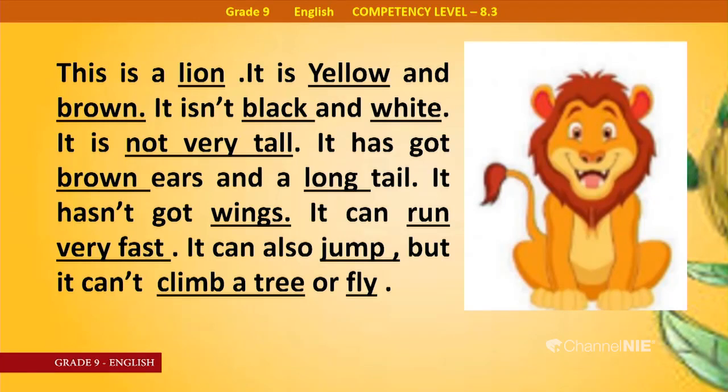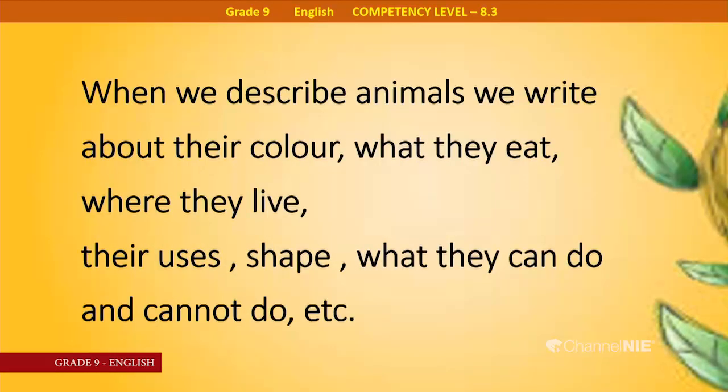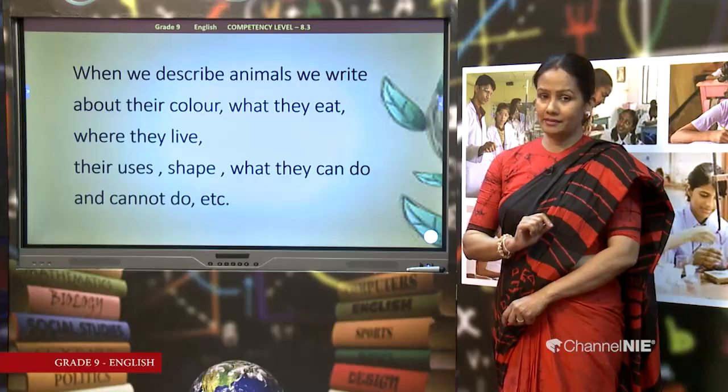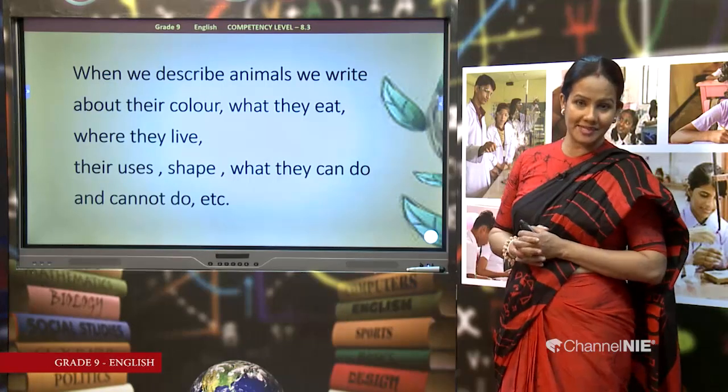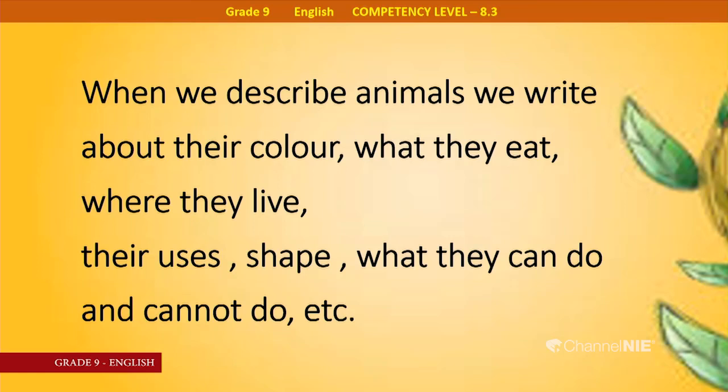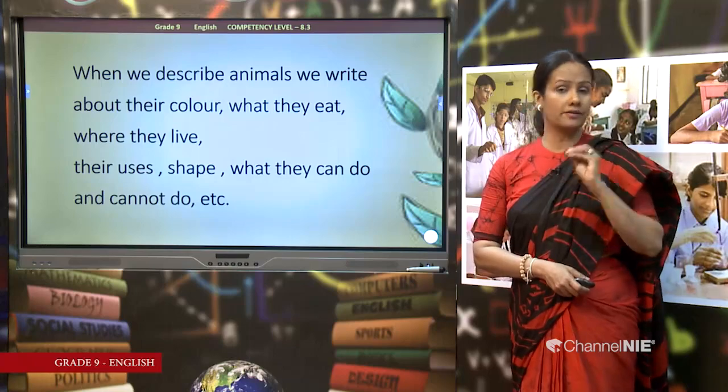Okay. After lions and zebras in the jungle, we are going to learn how to describe some very familiar animals now. Shall we? Before that, I have to tell you something. Look at the board. These are some very important points. When we describe animals, we write about their color, what they eat, where they live, their uses, shape, and what they can do and cannot do. Can you remember? When we were writing about the zebra and the lion, we talked about what they can do and what they cannot do. We wrote about their color and where they live. So, these things are very important when you are writing or describing an animal.